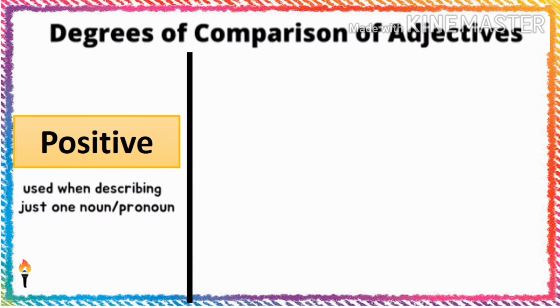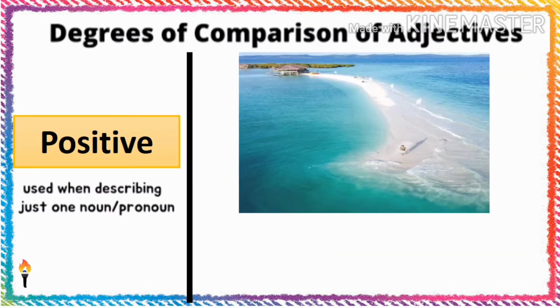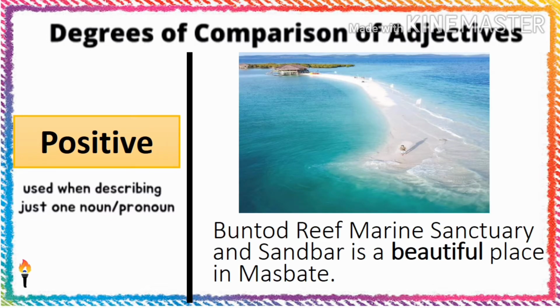Another example we have, Puntod Reef Marine Sanctuary in Sandbar is a beautiful place in Masbate. What is the noun there? Okay, the place, Puntod Reef Marine Sanctuary in Sandbar. What is the word used to describe the place? Okay, it is beautiful. Beautiful is an adjective in a positive degree because it describes just one noun.